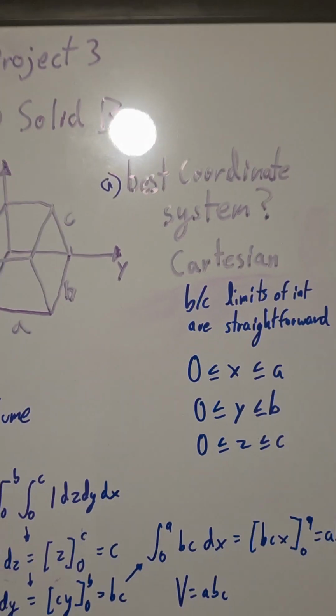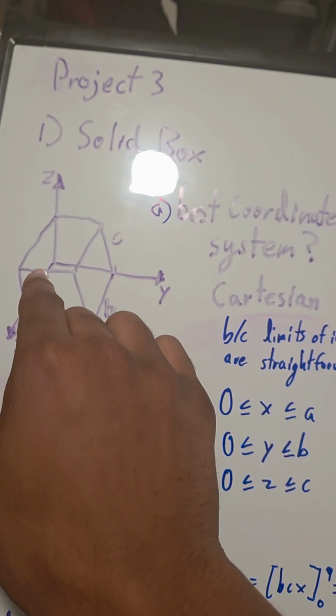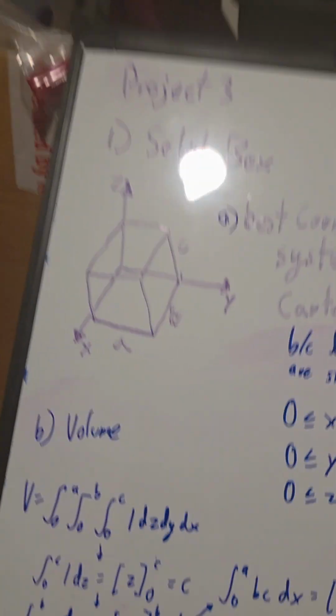Hello, this is my project 3 for Calc 3. So let us start off with the solid. As you can see here, I have my three-dimensional shape. I have a vertex centered on the origin, which is of course 0, 0, 0.